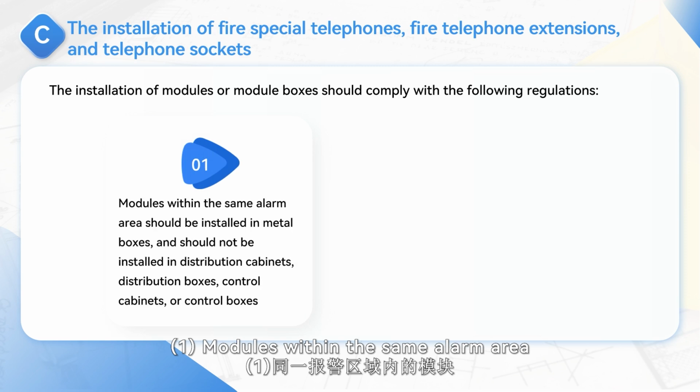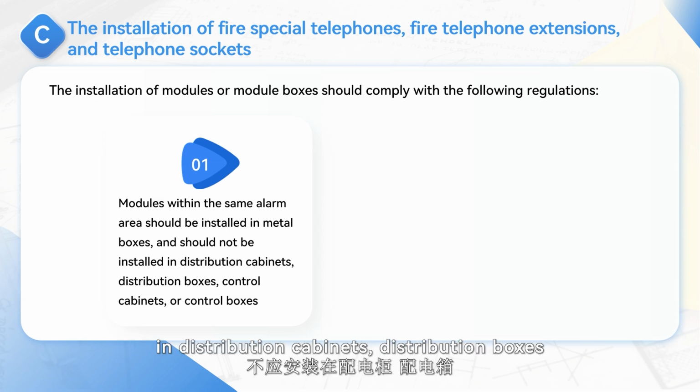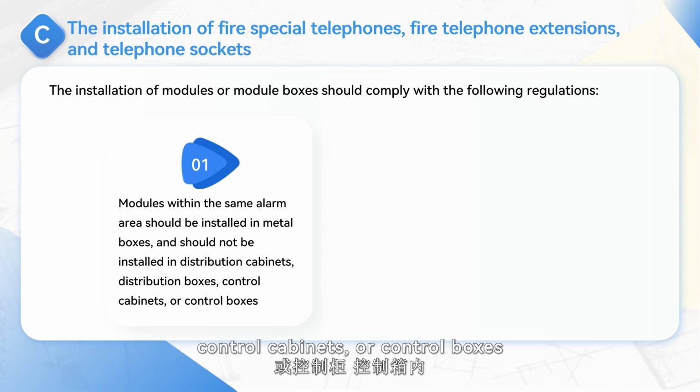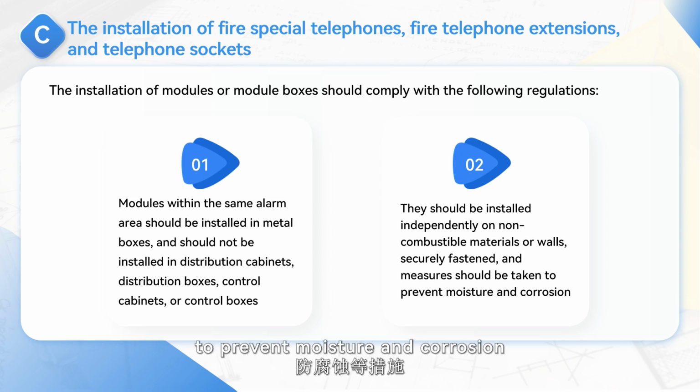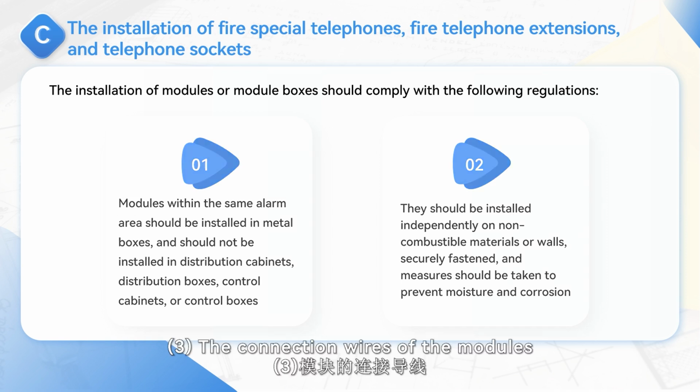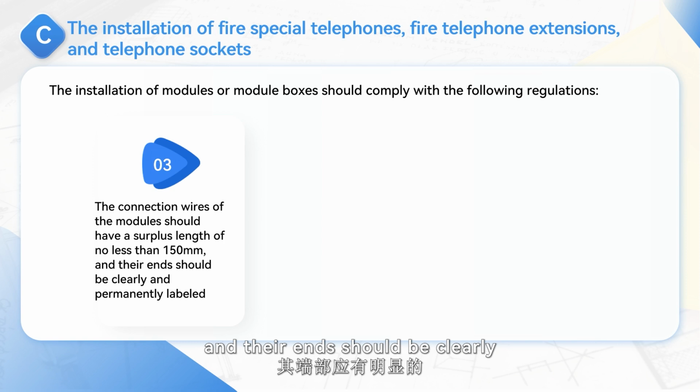1. Modules within the same alarm area should be installed in metal boxes, and should not be installed in distribution cabinets, distribution boxes, control cabinets, or control boxes. 2. They should be installed independently on non-combustible materials or walls, securely fastened, and measures should be taken to prevent moisture and corrosion. 3. The connection wires of the modules should have a surplus length of no less than 150 mm, and their ends should be clearly and permanently labeled.